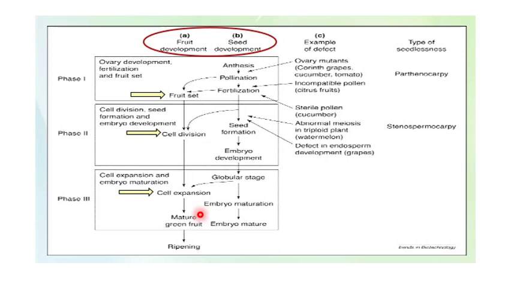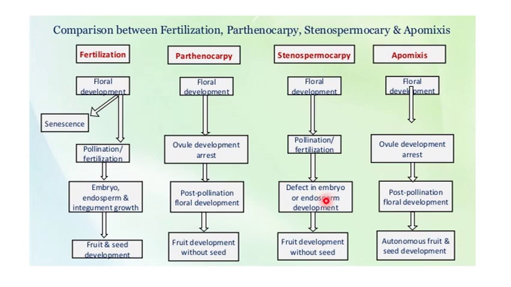On the other hand, if the ovary aborts and the embryo development does not occur properly, then seedless fruits are formed, which are called Parthenocarpy fruit or Stenospermocarpy. So here is a comparison between fertilization, Parthenocarpy, Stenospermocarpy and Apomixis. During the fertilization process, the proper floral development or fusion of gametes occurs.